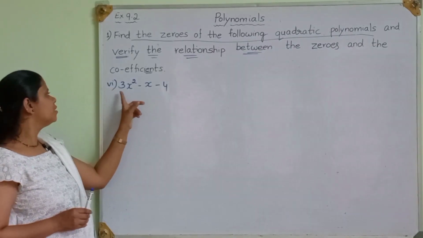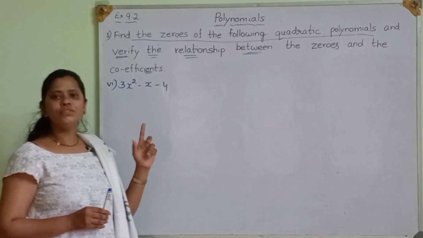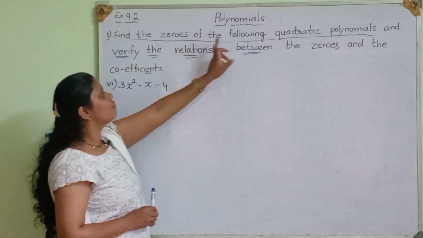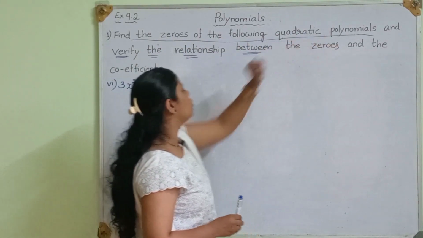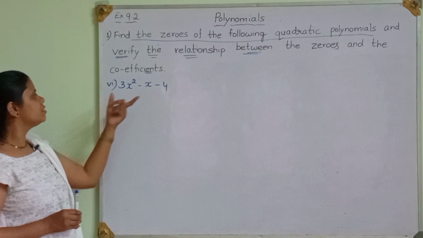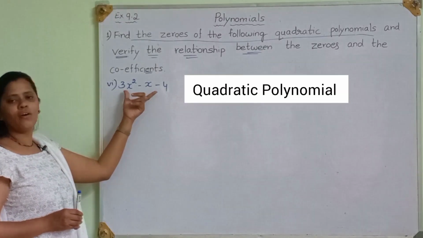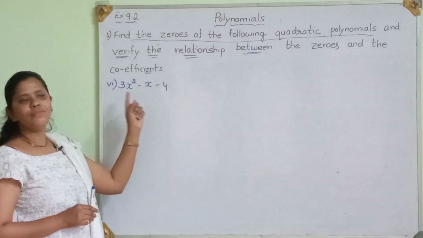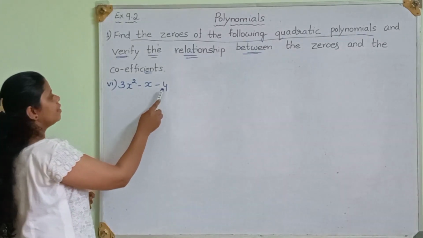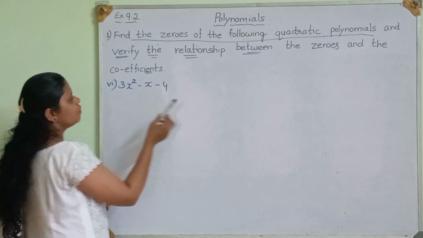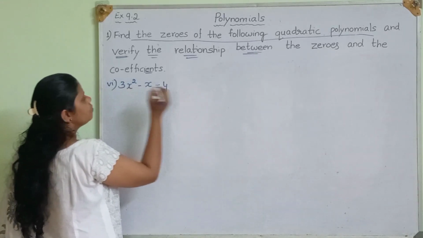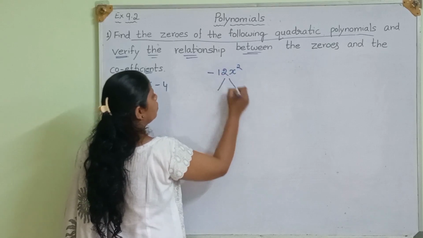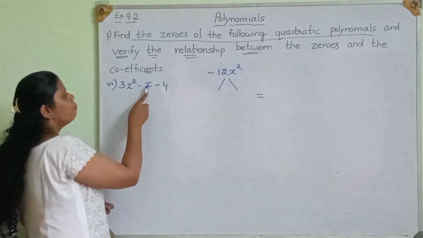Now let us solve the sixth question. First let us do the first part of the question, that is, find the zeros of the following quadratic polynomial. Let us find out the zeros of this quadratic polynomial. How to find this? We have to factorize this. That is, 4 3s are 12. Minus into plus is minus. Minus 12 x square is equal to minus x.